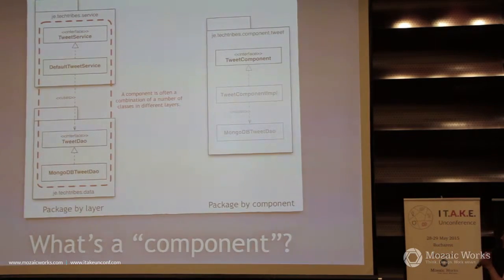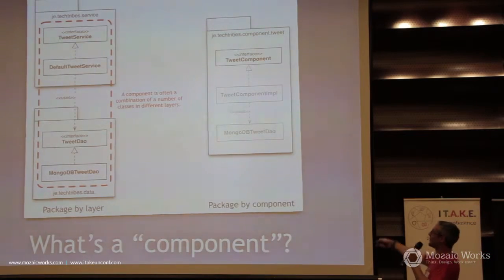In real terms, my refactoring looks like this. So we've gone from this picture on the left to this picture on the right. My tweet service became renamed tweet component. Basically, no changes apart from moving it. That thing there, default tweet service, became this thing here, tweet component impl. I apologize about the naming, it's equally horrible. And my MongoDB tweet DAO is that thing there, shifted across.